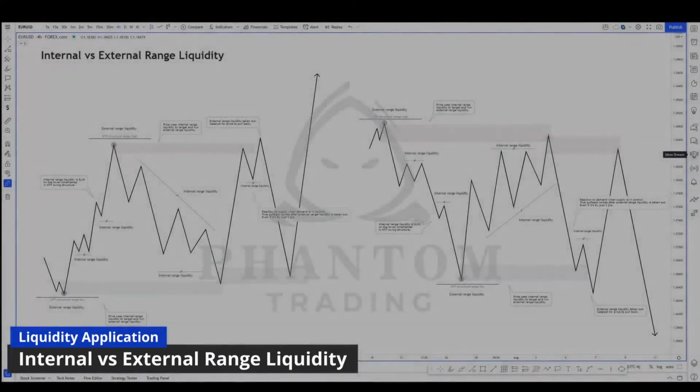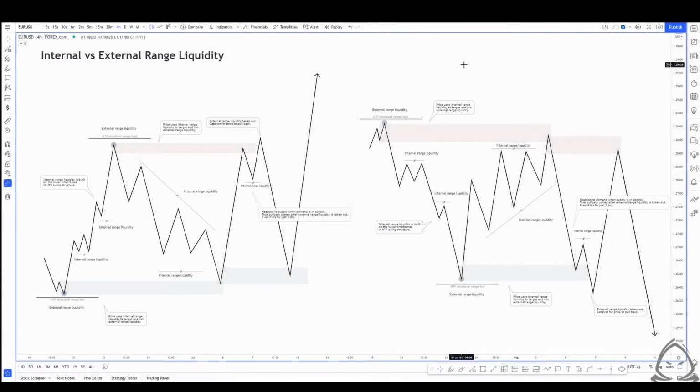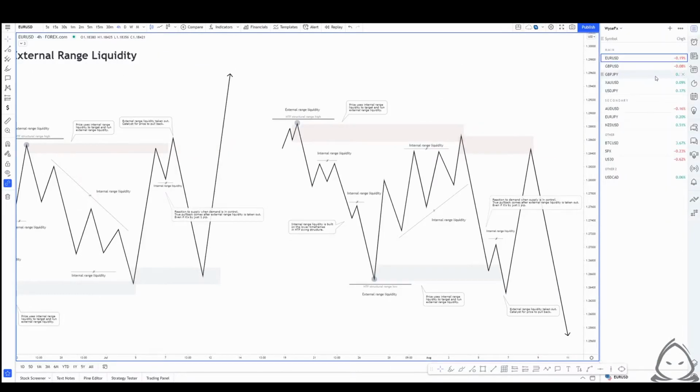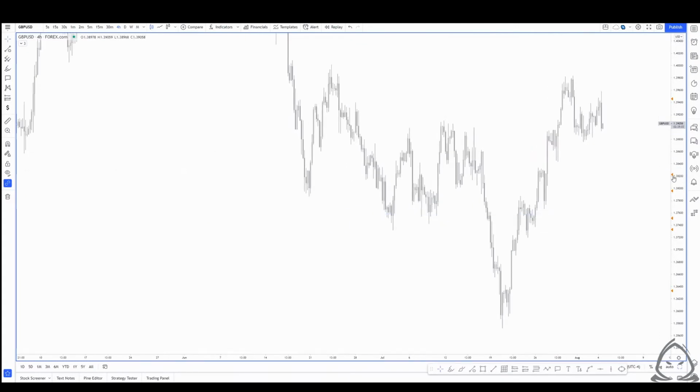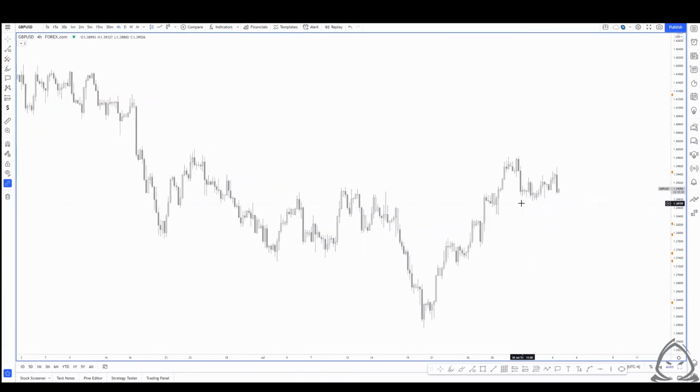Now that we understand the basics of internal versus external range liquidity, let's jump into an example on the charts just to see it in action and to convey it further using price action. What we're actually going to do is move on to pound US dollar, just to switch up the pair and continue discussing internal versus external range liquidity.